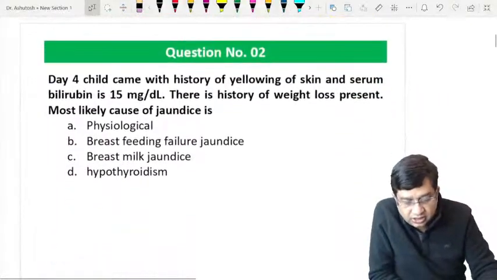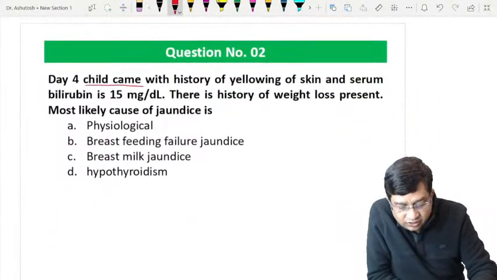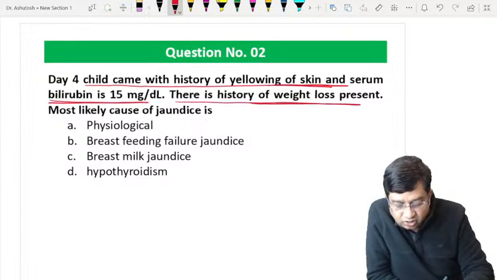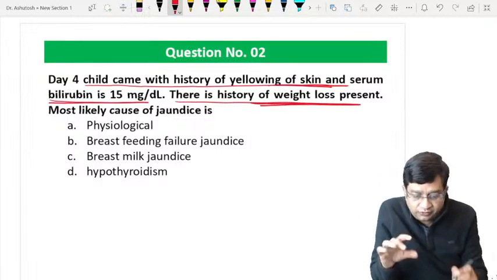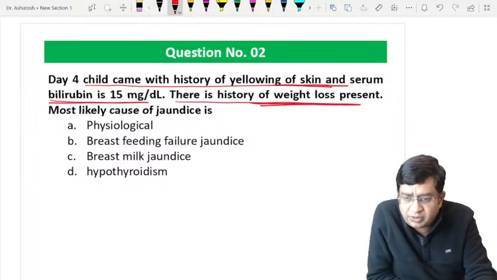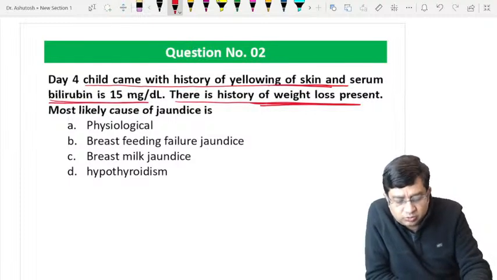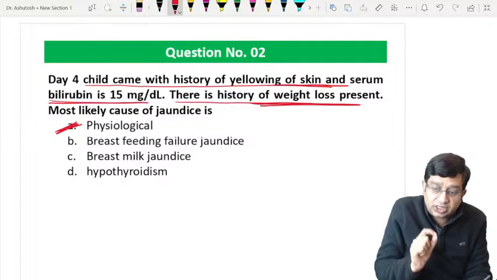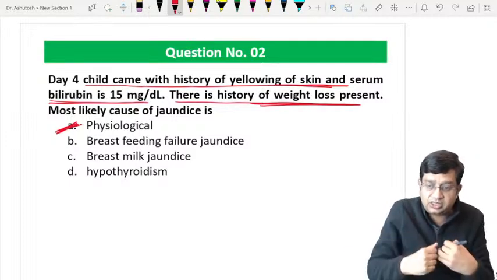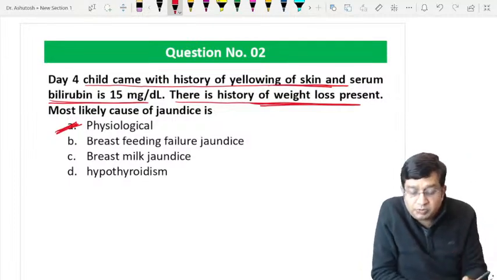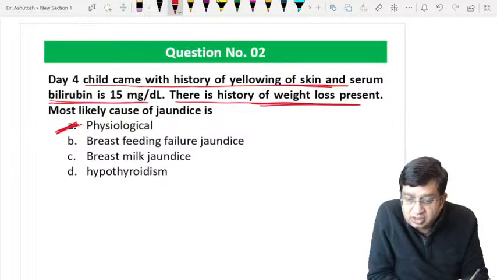Let's move to the second question. Day 4 child came with history of yellowing of skin and serum bilirubin is 15. There is history of weight loss present, right? Now, if only this history is given, you cannot comment upon anything and you need to assume this is physiological, right? But if it is given, the child was given less of the feeds or the weight loss was more, then it could be breastfeeding failure jaundice.